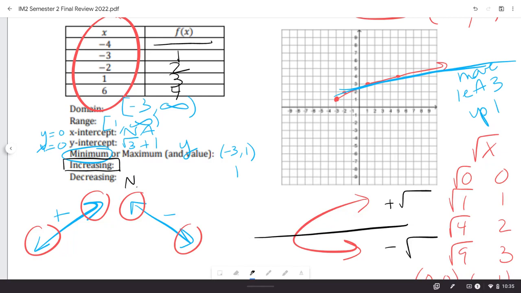So it's not decreasing. We can write NA for that. And then for increasing, we just write similar to the domain. You're going to start at -3. You're going to end at infinity. But with increasing and decreasing, you only use parentheses. You don't use brackets.